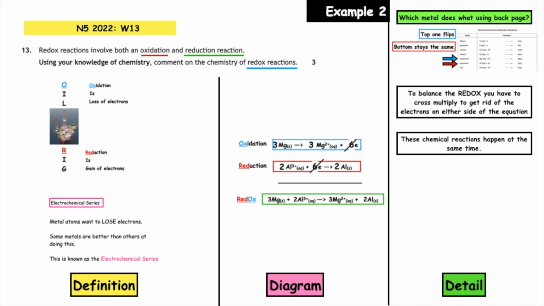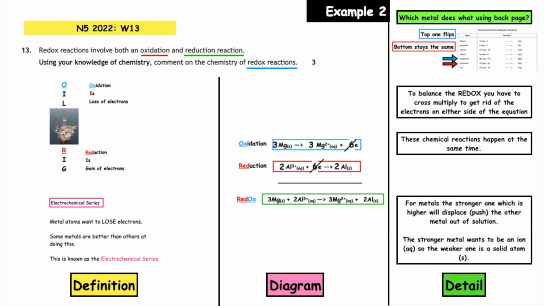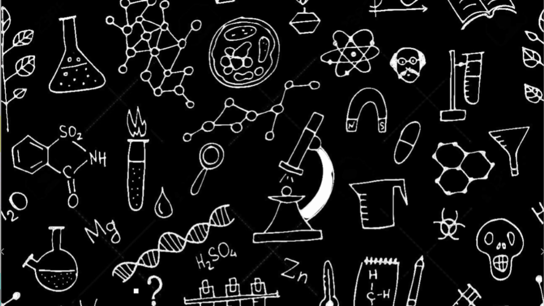For metals, the stronger one, which is higher, will displace or push the other metal out of solution, and the stronger metal wants to be an ion, (aq), meaning aqueous or solution, so the weaker one is a solid atom when pushed out of the solution as (s), solid. So this is talking about displacement, and this could be a wee bit more detail that you would want to give for your redox reactions.